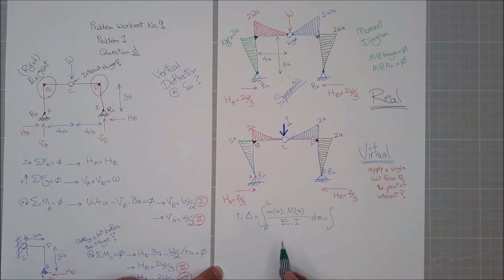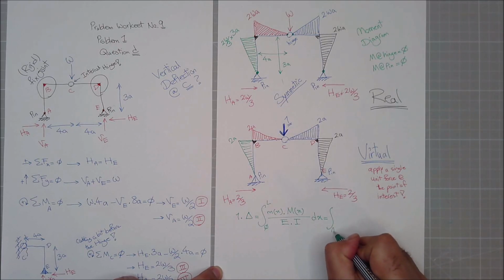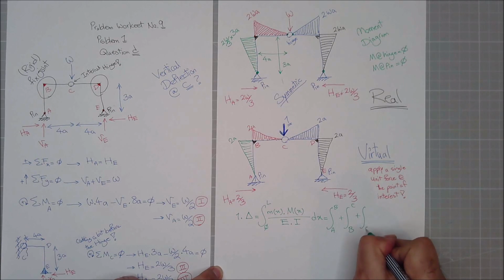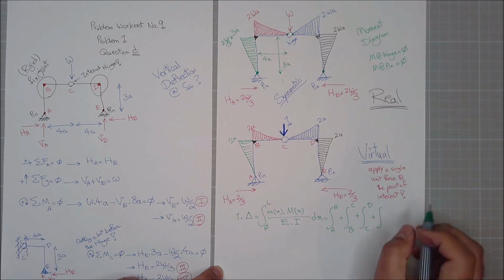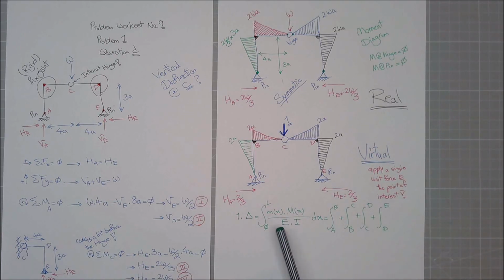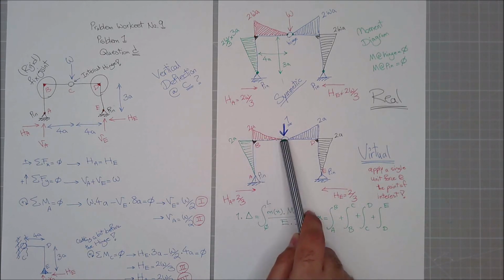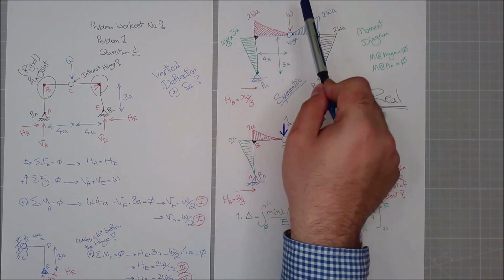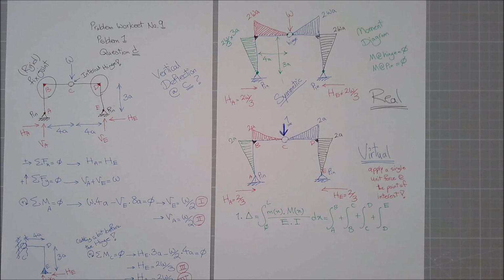So in reality, this is from A to B plus B to C plus C to D plus D to E. So the virtual moment times the actual moment of A to B, the virtual moment and the actual moment of B to C, the virtual moment times the actual moment of C to D, and the virtual moment and actual moment of D to E. We have kind of calculated this. We know the values, and these are the actual functions. So let's put them in.